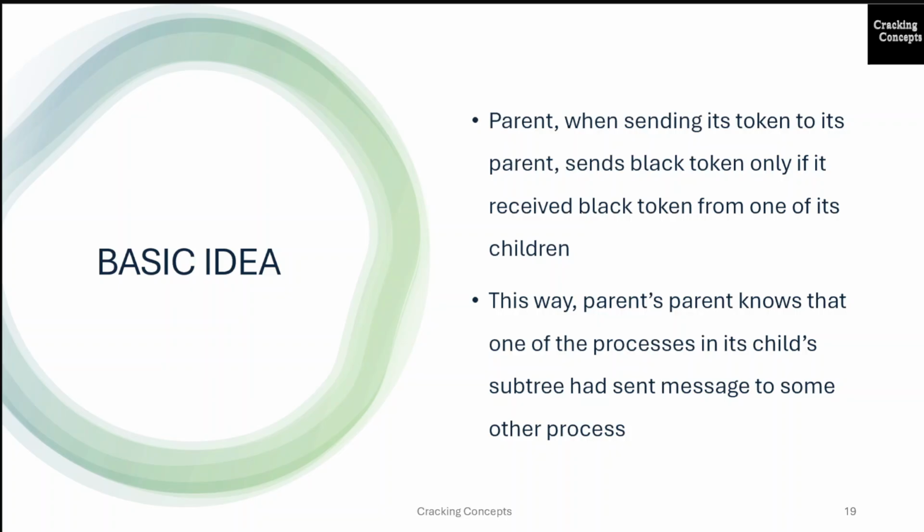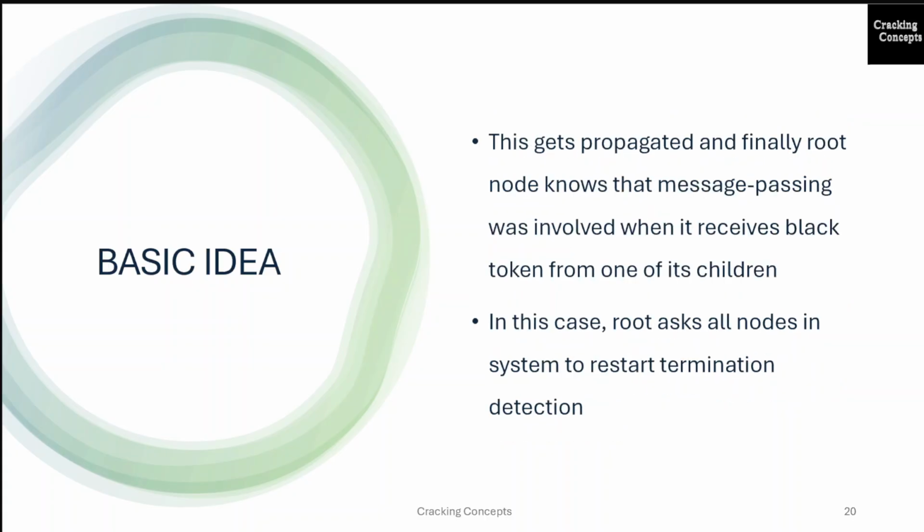The parent, when sending its token on terminating to its parent, sends a black token only if it received a black token from one of its children. This way, the parent's parent knows that one of the processes in its child's subtree has sent a message to some other process. This gets propagated, and finally the root node knows that message passing was involved when it receives a black token from one of its children.